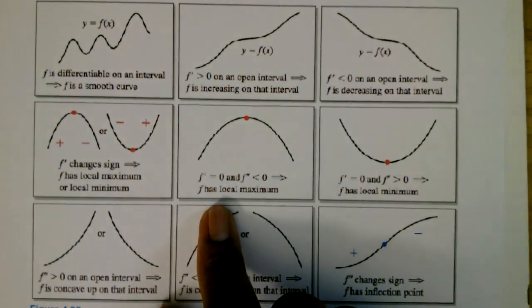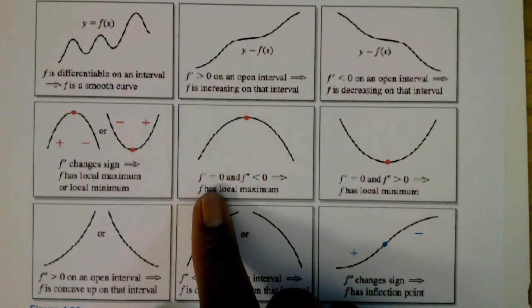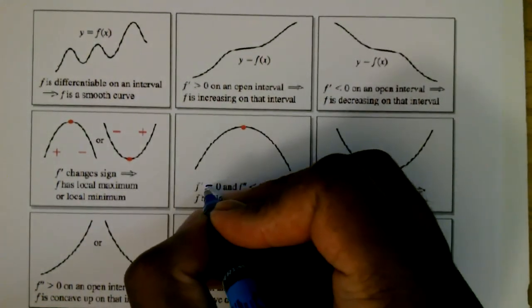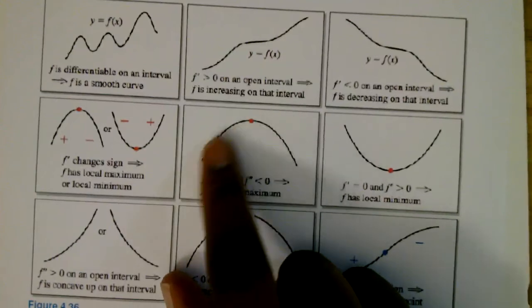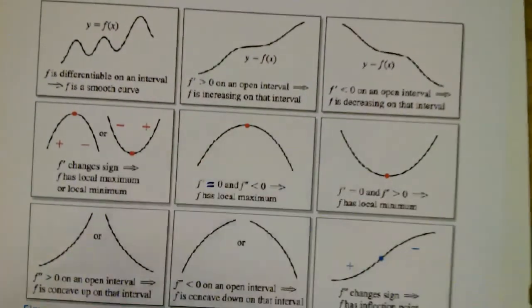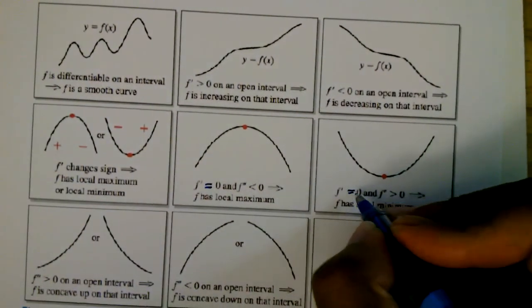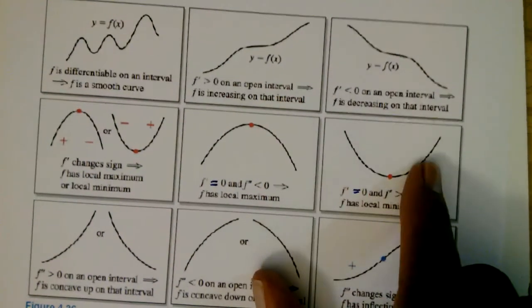Now, in this case here, if f prime, the first derivative, is equal to 0, and I know that's hard to see, but that's equal to 0, but f double prime is negative, that means you got a local maximum. Or if f prime is equal to 0 and f double prime is positive, that means you got a local minimum.